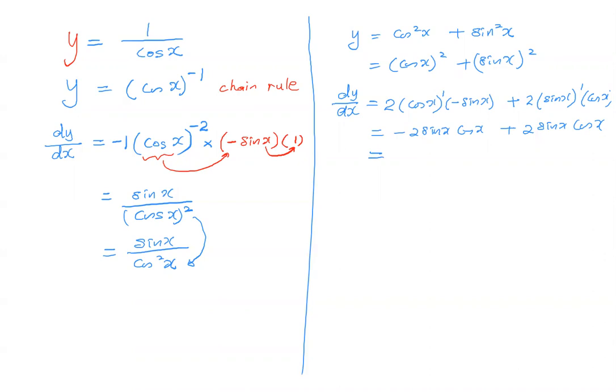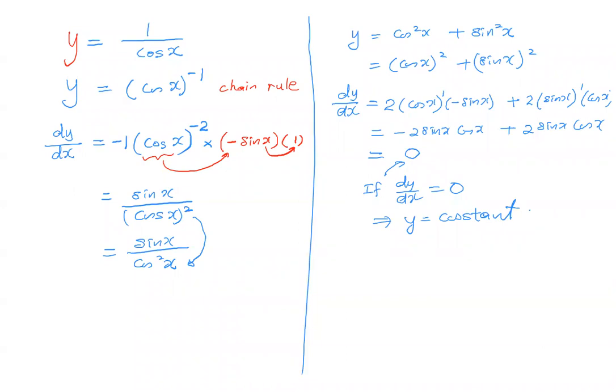What is the answer? The answer is 0. So if the answer is 0, it means that y is a constant, am I right? That means if dy over dx is equal to 0, it implies that y is a constant, am I right?